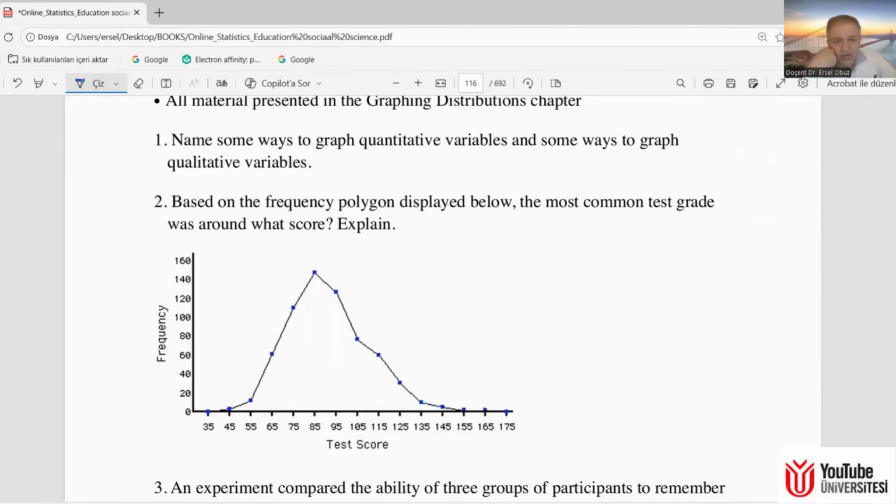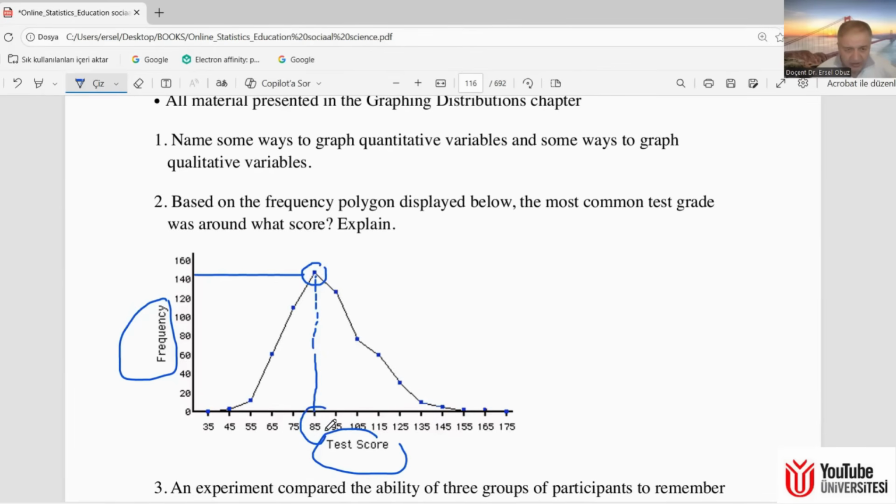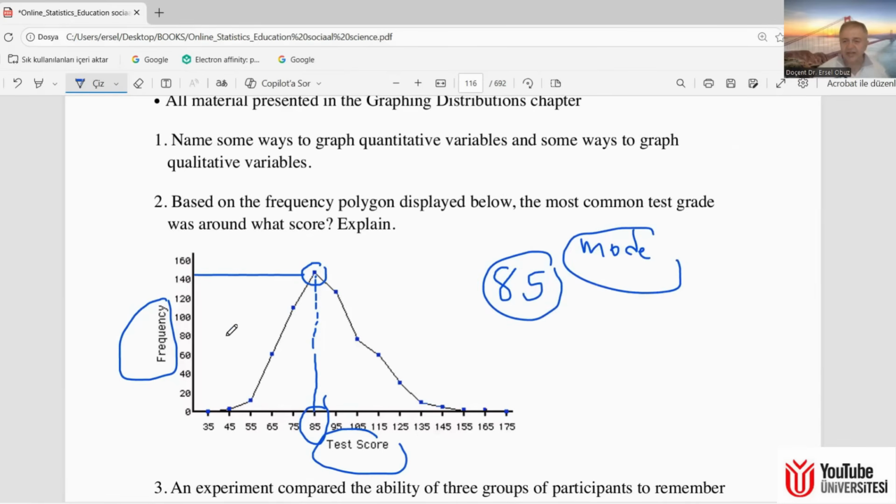Based on the frequency polygon displayed below, the most common test grade. As you see, this is the frequency, and this is the test score. The most common means the score must have the highest frequency. So where is the highest frequency? Here, right? You see the peak, the highest frequency. So when you draw something like this, the most common grade, which is called the mode, will be 85.